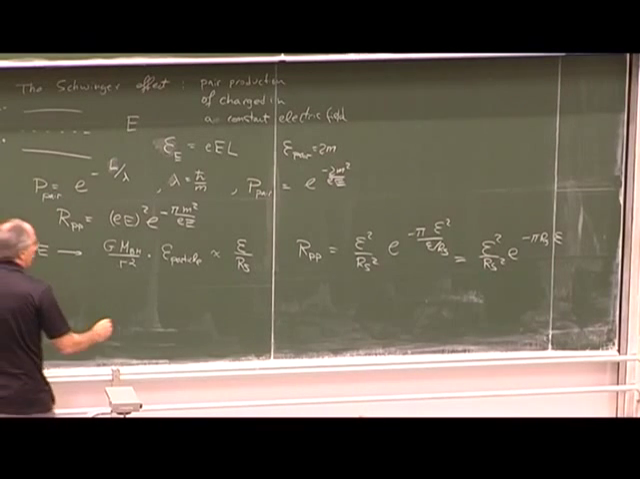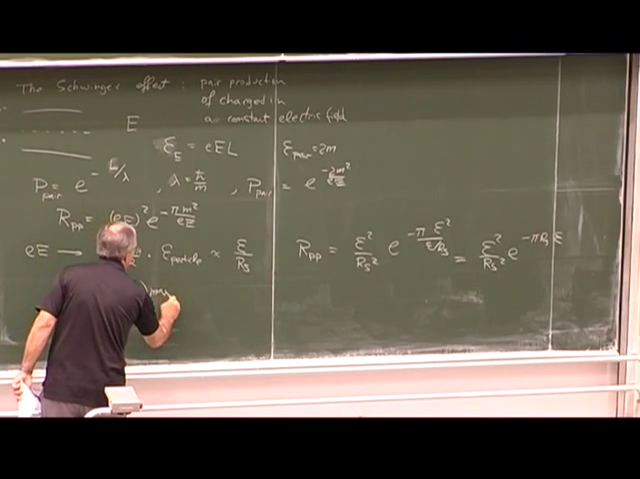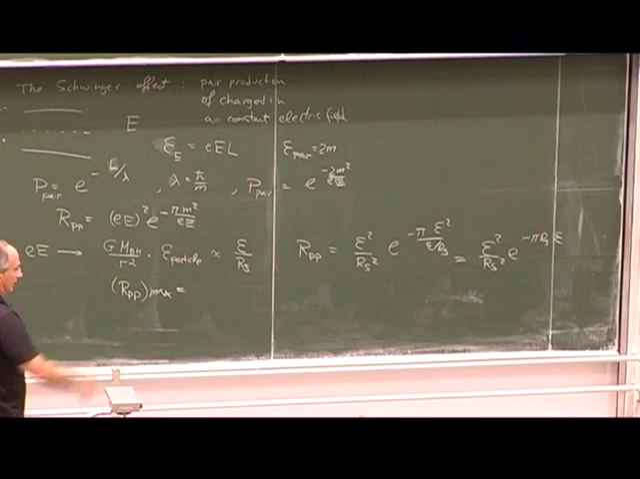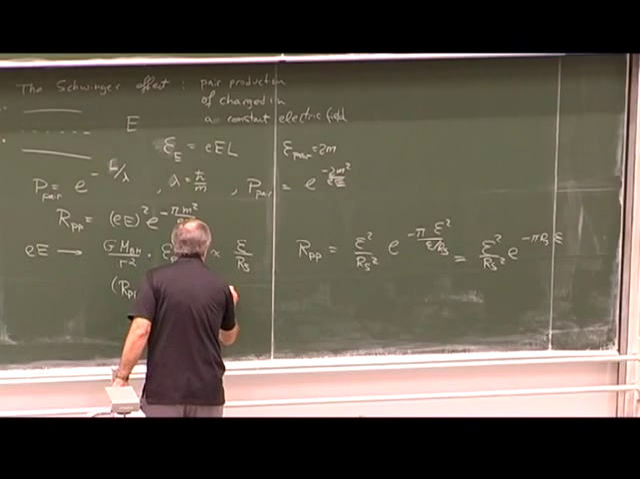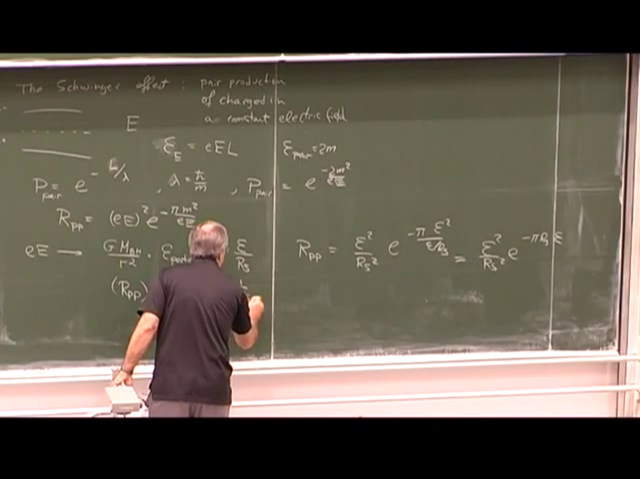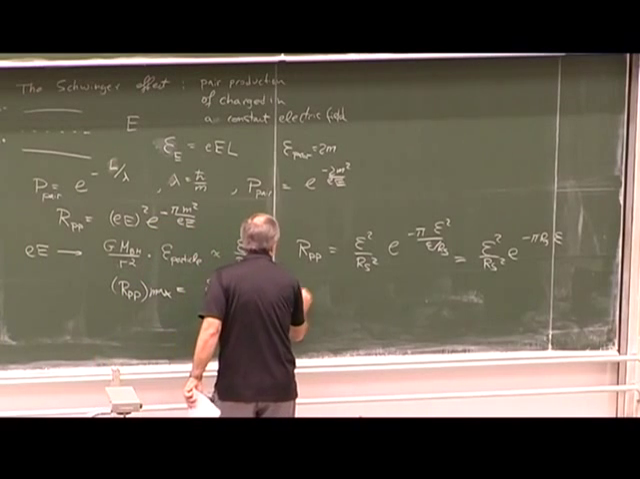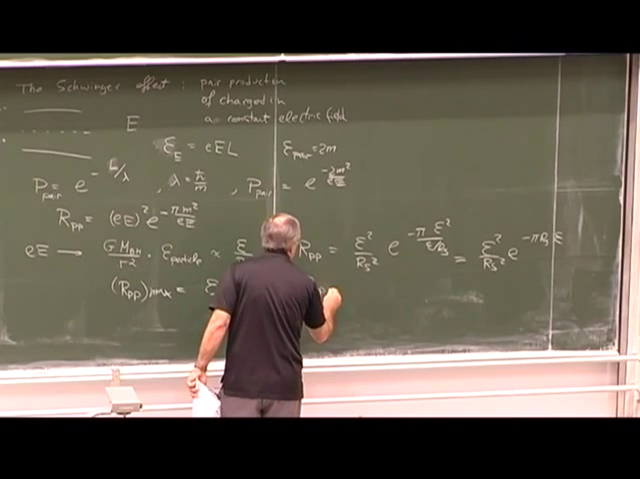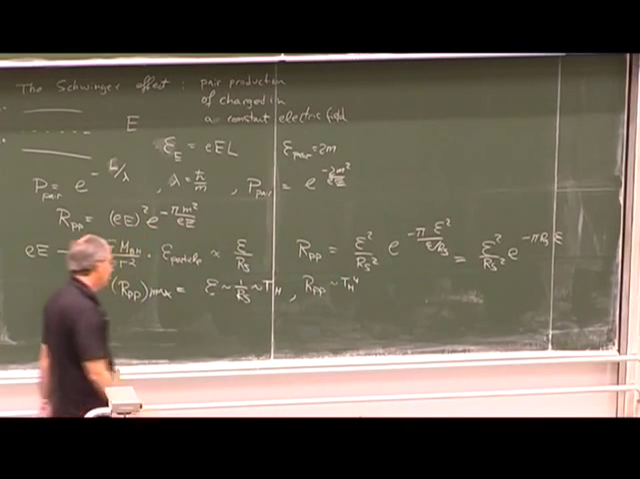And in this case, we find that the maximal rate of pair production, I can take a derivative with respect to E and find this way the maximum of the rate. And I find that it happens when E is about 1 over Rs, which is essentially the Hawking temperature. So at that point, the pair production rate is about T Hawking to the 4.